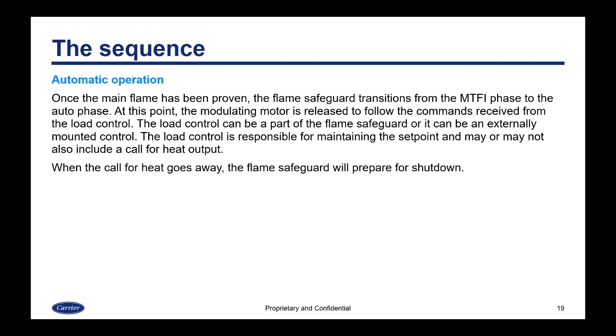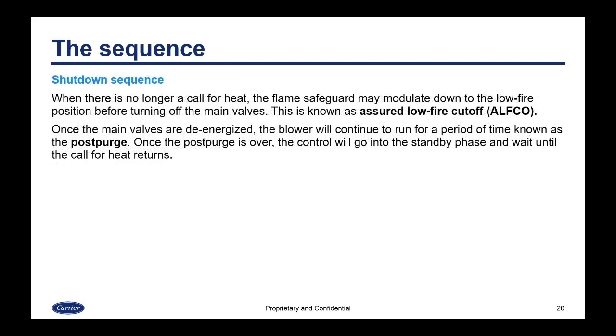When the call for heat goes away, the flame safeguard will prepare for shutdown. When there is no longer a call for heat, the flame safeguard will modulate down to the low fire position before turning off the main valves. This is known as assured low fire cutoff. Once the main valves are de-energized, the blower will continue to run for a period of time known as the post-purge, and once the post-purge is over, the control will go into standby phase and wait until the call for heat returns.